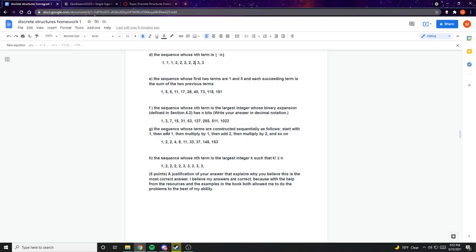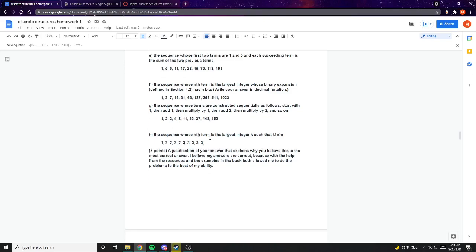1023. G, the sequence whose term is constructed, so it's basically adding 1, then multiplying by 1, and then adding 2, then multiplying by 2, then adding 3, then multiplying by 3, and so on and so forth. So it's like 1, 2, 2, 4, 8, 11, 33, 37, 148, 155.